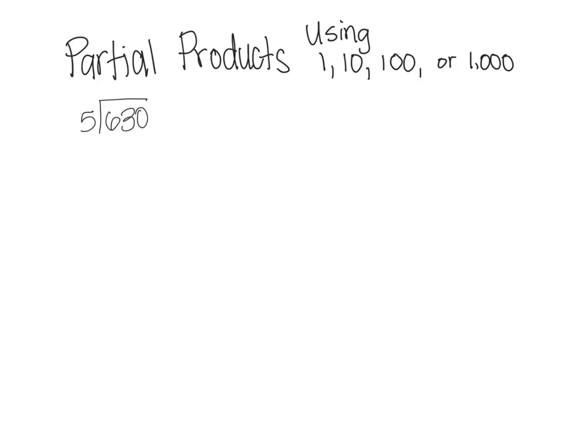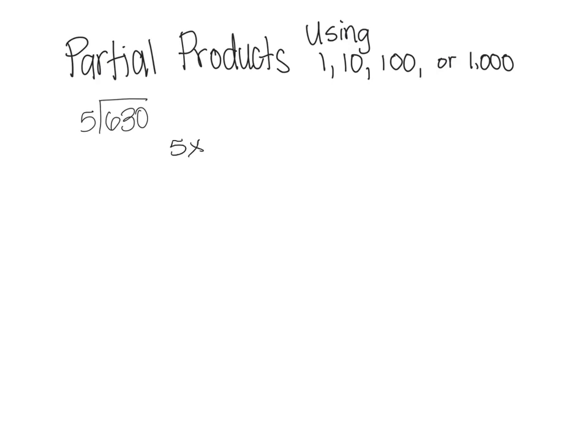Hi everyone, today we're going to be doing division using the partial product strategy using the factors 1, 10, 100, or 1000. So let's say we have the number 630 divided by 5. We want to think, what can I multiply my divisor, which in this case is 5, to get me close to 630 without going over?